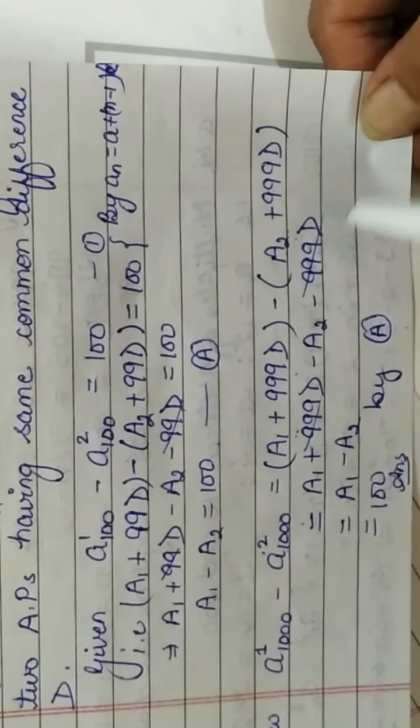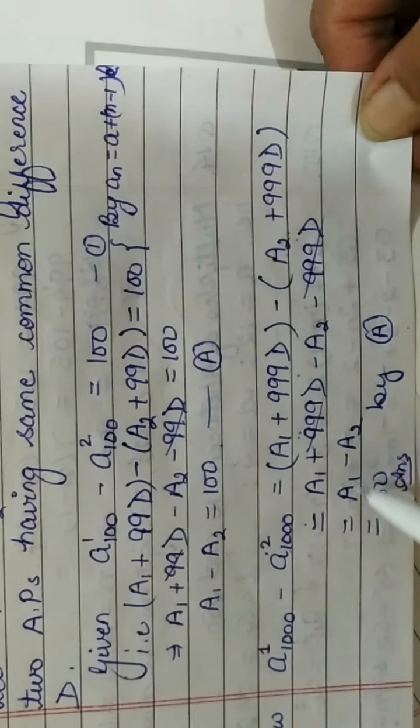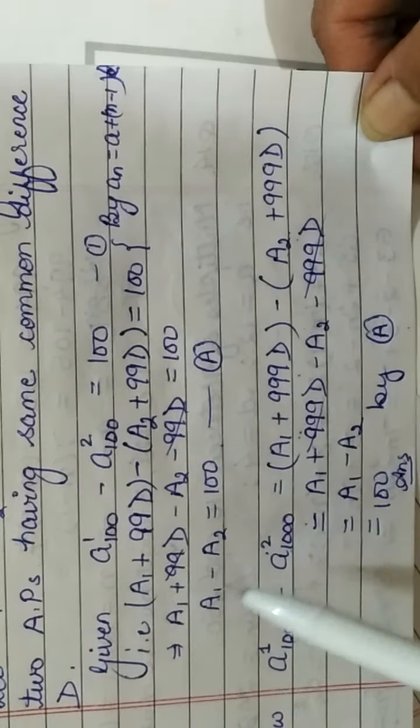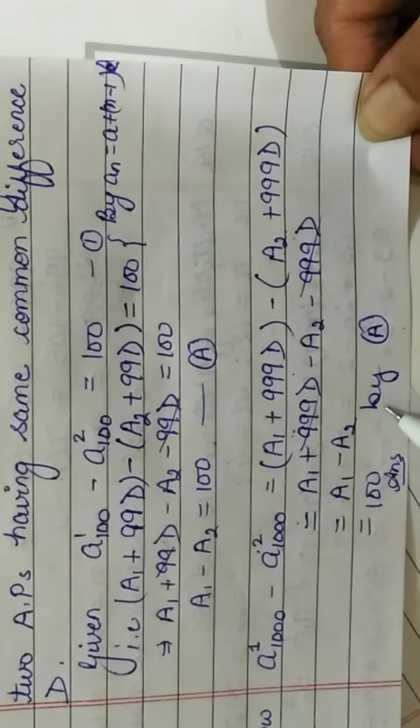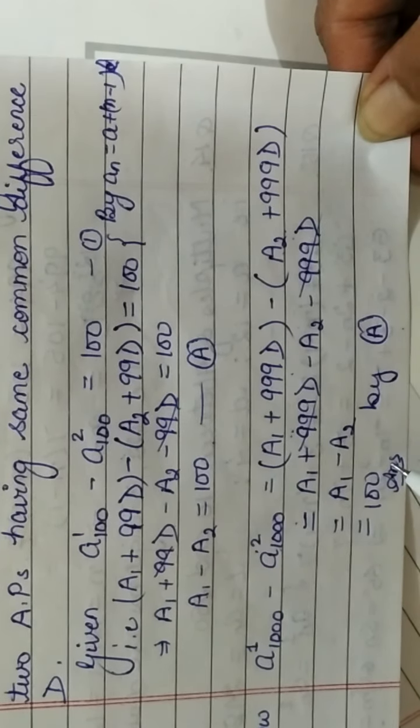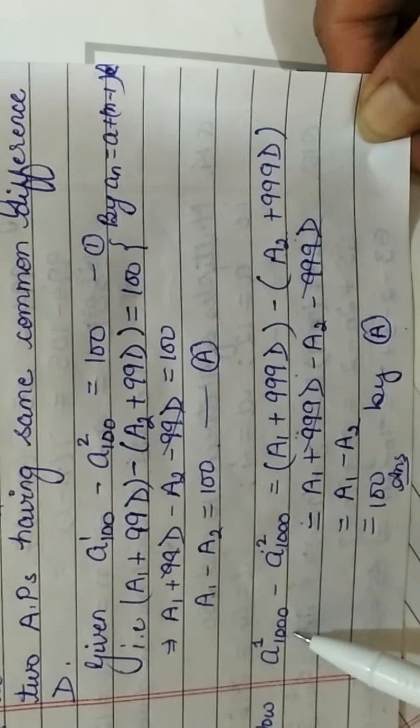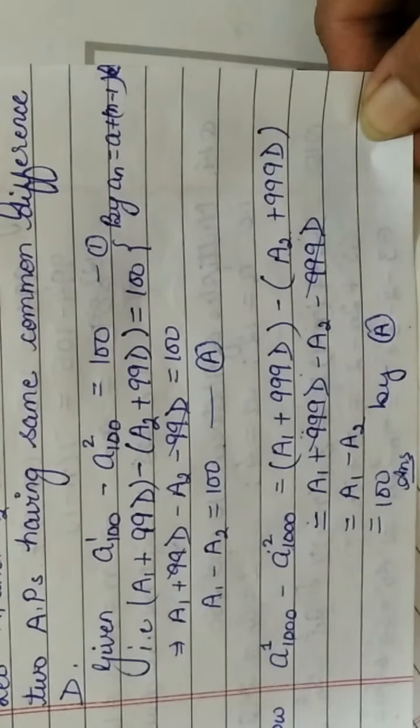So again your D factor is getting cancelled and you're left with only A1 minus A2, and we already had worked out A1 minus A2 as 100. We'll put that value here. So by that above result, this is also 100. So the difference between the 1000th terms is also 100.